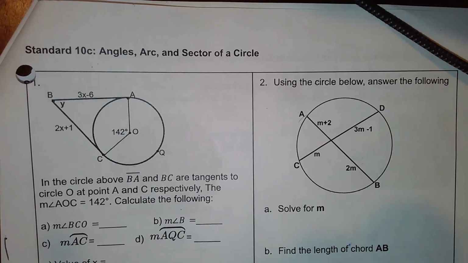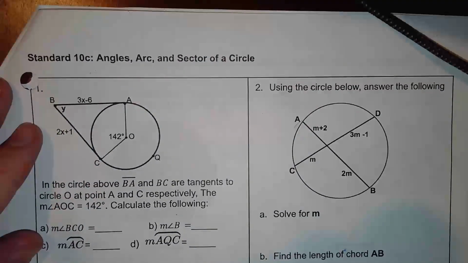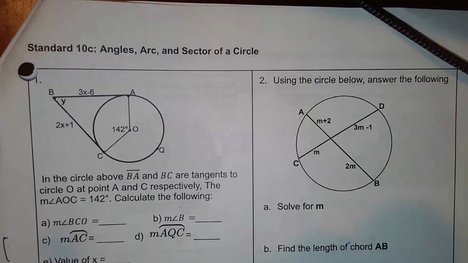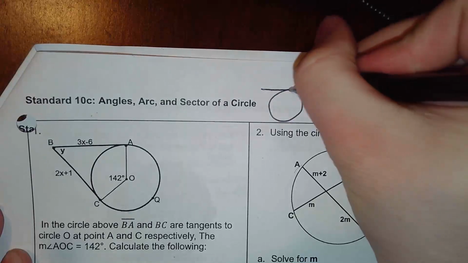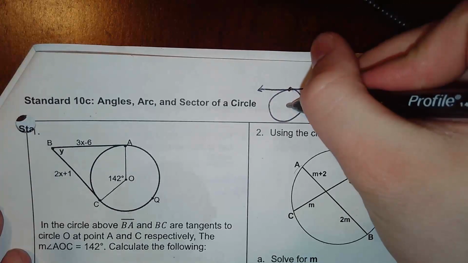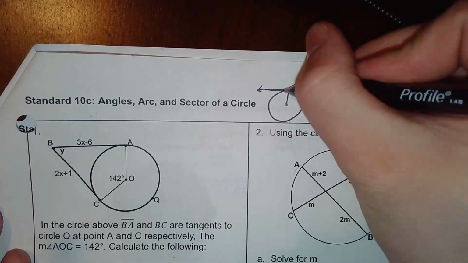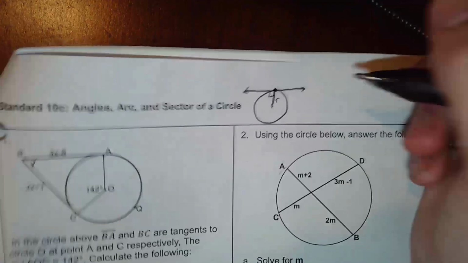Okay, next up is standard 10C, arcs, angles, sectors, and even things like this. So for this one, I guess I'll just go ahead and begin. There's a few things we need to know about this. The first thing is we do have tangent lines. Tangent lines always touch a circle once. And if it does, it's going to always be perpendicular to the radius. So tangent lines are always perpendicular to the radius.